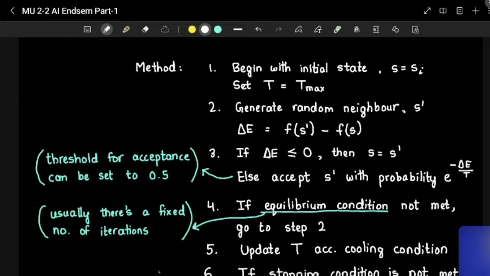So what is our objective? Our objective is to minimize f. And if our neighbor's f is smaller, we will be very happy. So in other words, if delta E is less than or equal to 0, it means the neighbor's f value is smaller than or equal to the current f value, right? If this is negative, it means the neighbor is either better or exactly equal. So if that is the case, we will update our current state as the neighbor state.